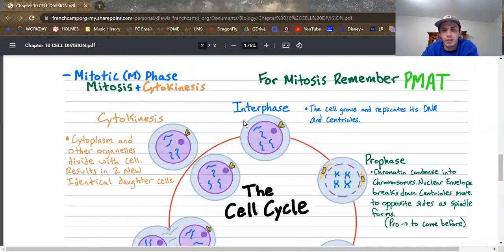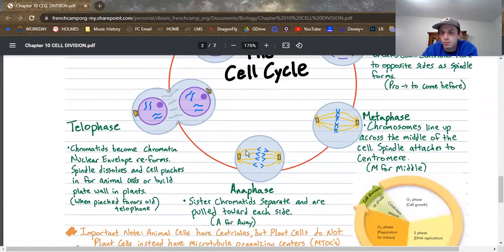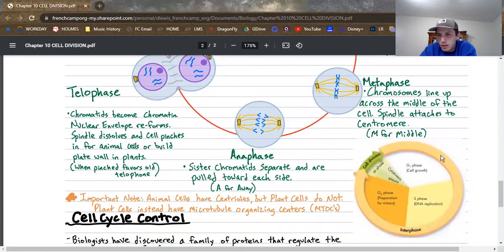And so as I said before, there are these checkpoints. I'll use this diagram. So there are different checkpoints that as it goes through, it actually will check to make sure that everything's lined up right. And if not, then the cell has a couple of different ways it can handle that.